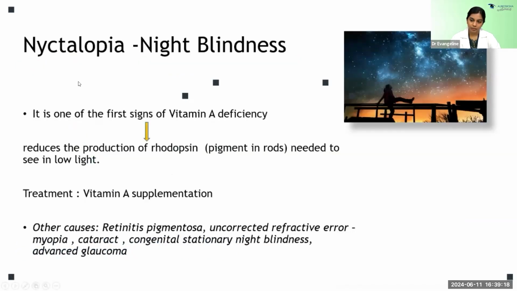What is nyctalopia or night blindness? It is one of the first signs of vitamin A deficiency. Remember in the previous slide I told you we need vitamin A for photochemical changes? So a deficiency in vitamin A reduces the production of rhodopsin, which is a pigment found in rods needed to see in low light. Treatment would be supplementation of vitamin A. Causes of night blindness include retinitis pigmentosa, uncorrected refractive error, myopia, cataract, congenital stationary night blindness, and advanced glaucoma.